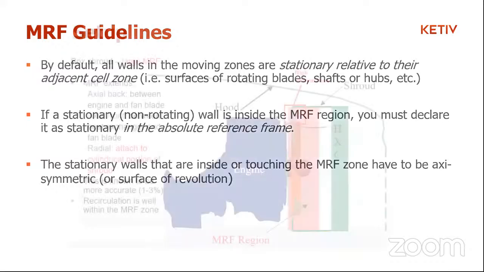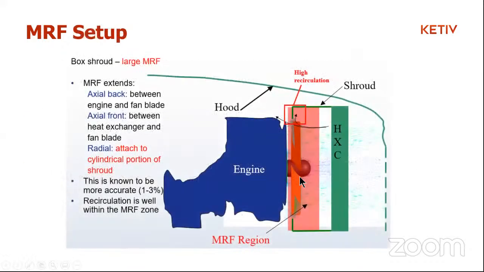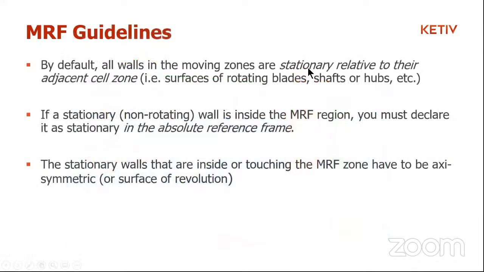So inside the zone, since the fan is actually moving, this is stationary with respect to the zone itself. Because remember, we have specified a velocity to the zone. So what I'm basically telling Fluent is that this solid body is rotating in an absolute reference frame. So by default, stationary velocity relative to the adjacent cell zone, which is the moving reference frame zone, would be 0, right?